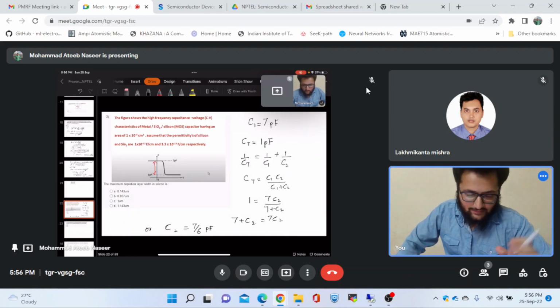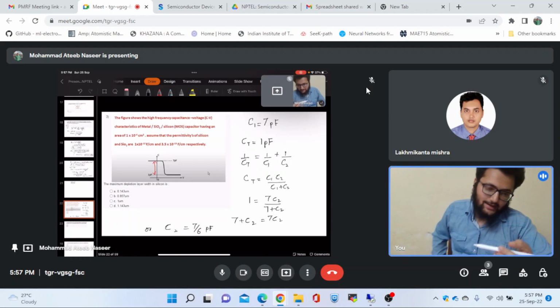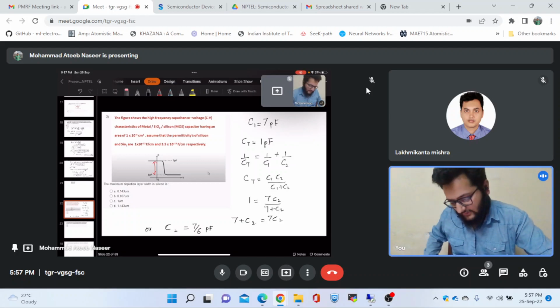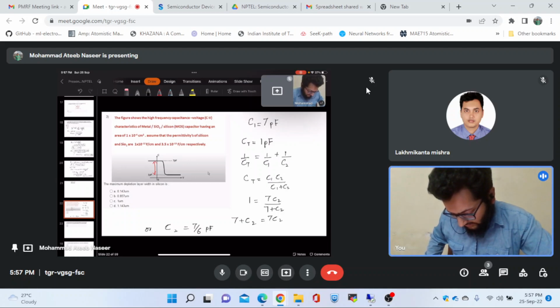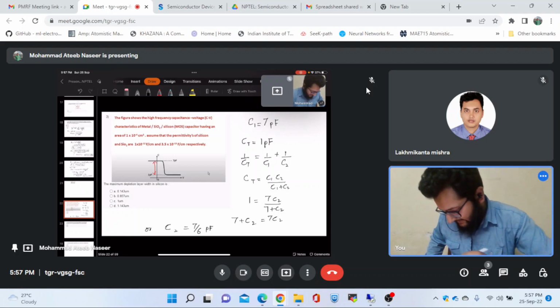Since I know this is the reciprocal of these quantities, CT should be less than the least of the 1 by C1 and C2 values, and it should be close to the lesser number. So C2 has been calculated to be equal to 7 by 6 picofarad.